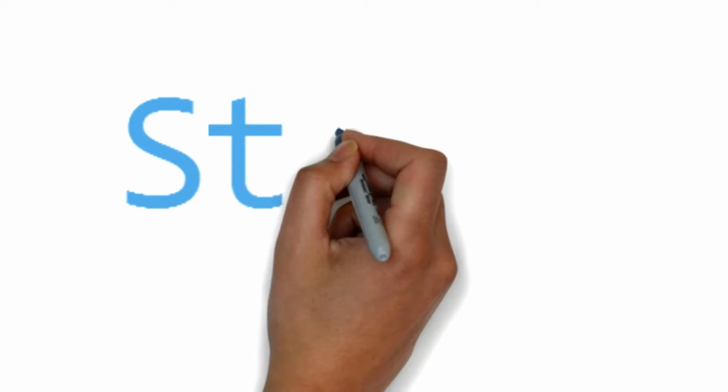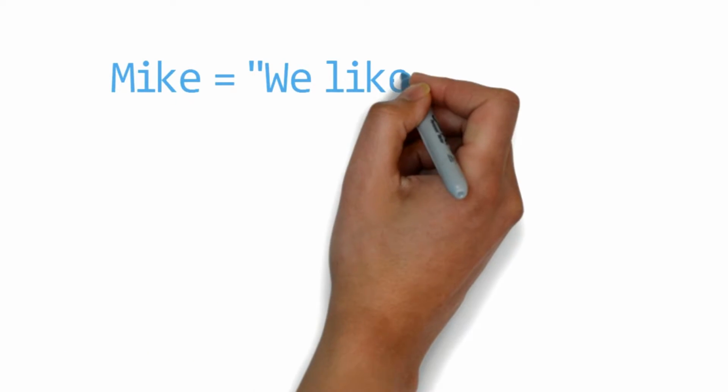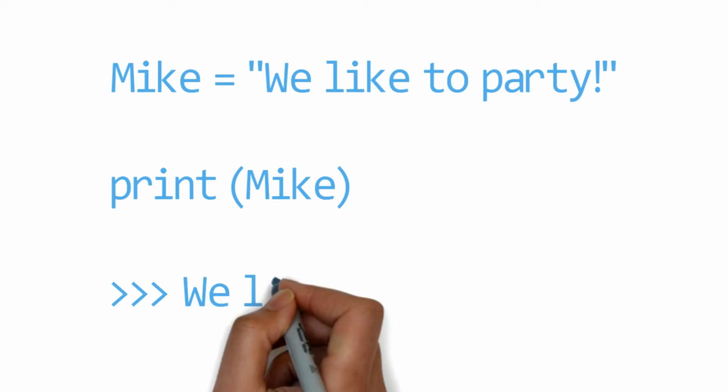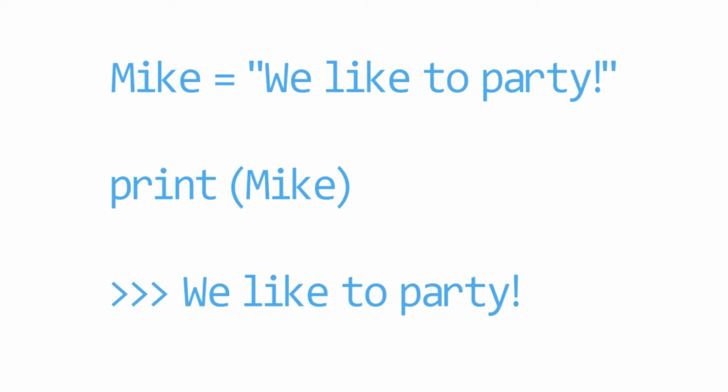Now another important point is string. In programming terms, we usually call text a string. When you think of a string as a collection of letters, the term makes sense. All the letters, numbers, and symbols could be a string. For example, if we say Mike is equal to we like to party, now we're printing it and we're getting we like to party. So instead of a number, we can also assign a sentence or a group of words or a name, and that's what we call a string.